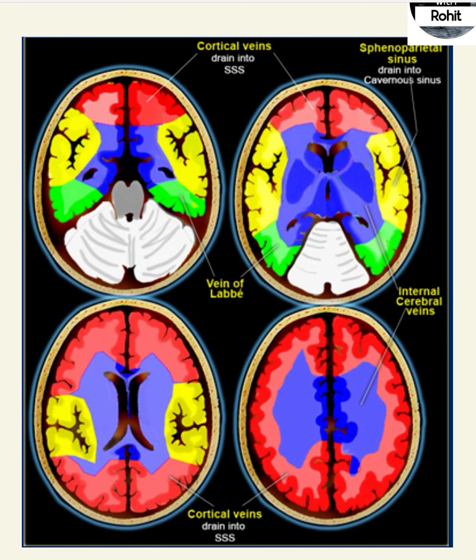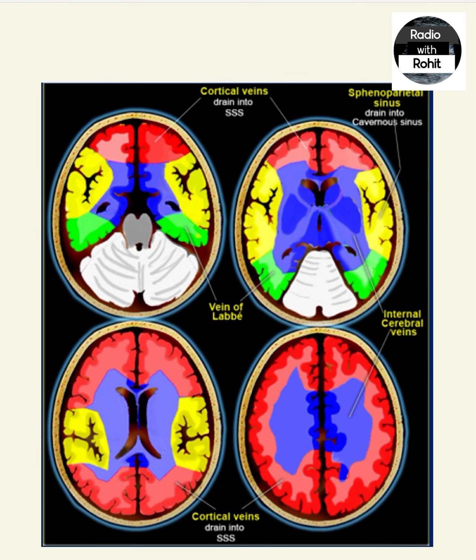Here we can see the areas which are drained by the particular venous sinus. This red area, which is covering most of the brain, is drained by the cortical veins or the superior sagittal sinus. This yellow area is drained by the sylvian veins, and this green area is drained by the vein of Labbe, which then drains into the transverse sinus.